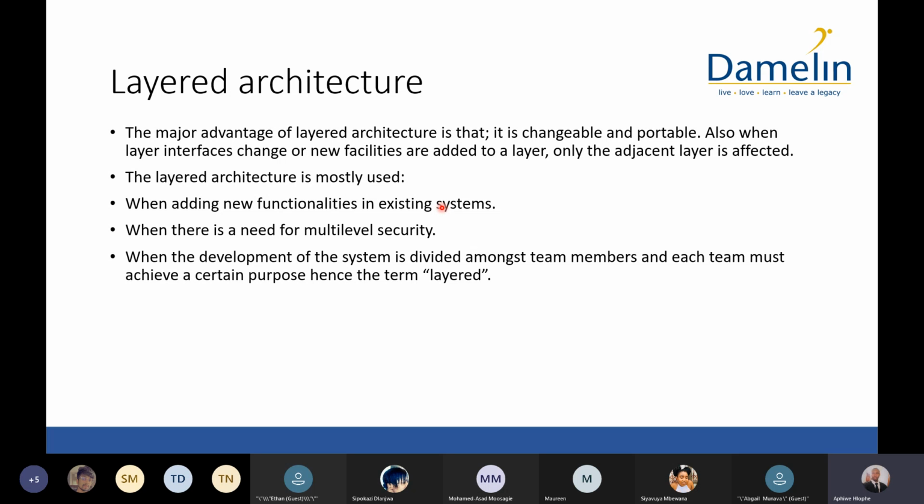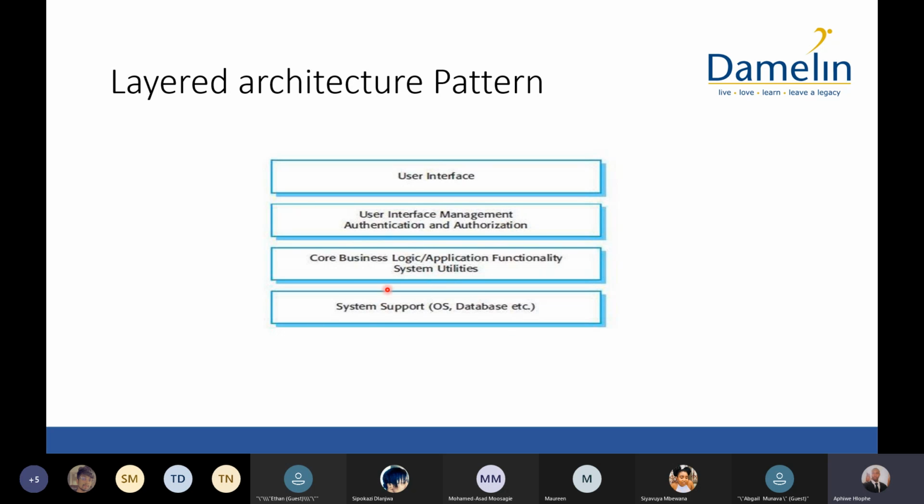So if you adopted a system that was being used by another company, maybe you just want to change the way the system looks, so you're only going to change the user interface layer. It's also used when there's a need for multi-level security, which I showed you in the previous slide: security at the client level, security at the server level. It's also used when the development of the system is divided amongst team members and each team must achieve a certain purpose, hence the term layered. So you can have experts operating at different layers.